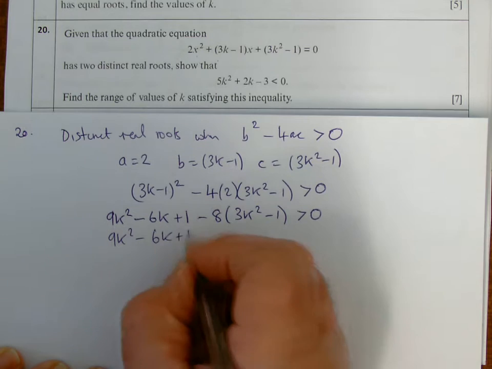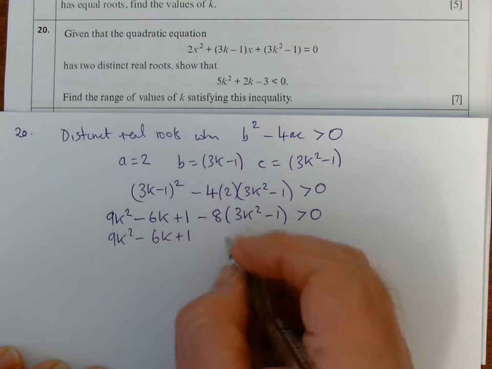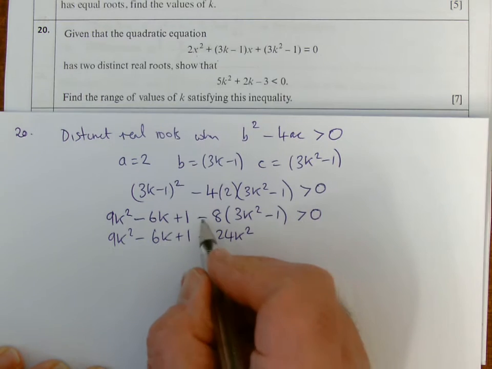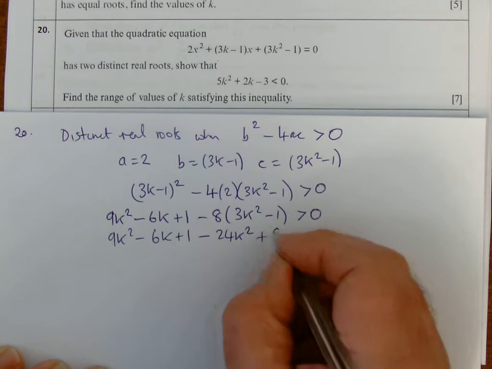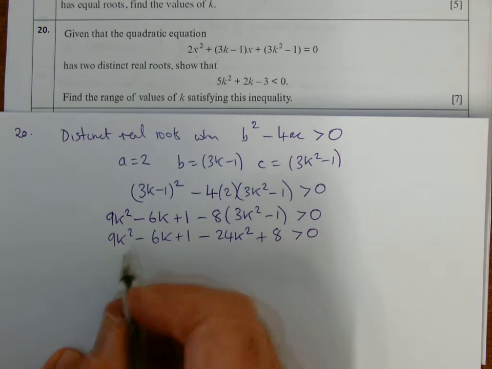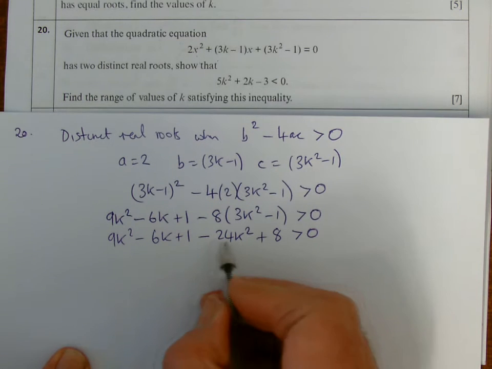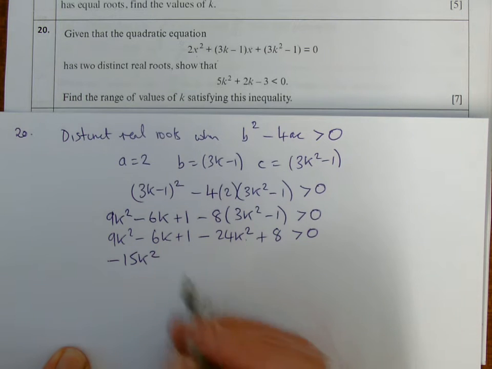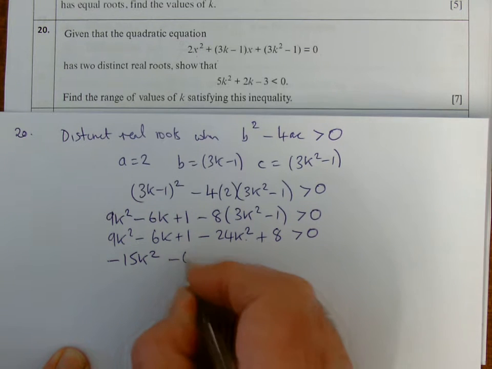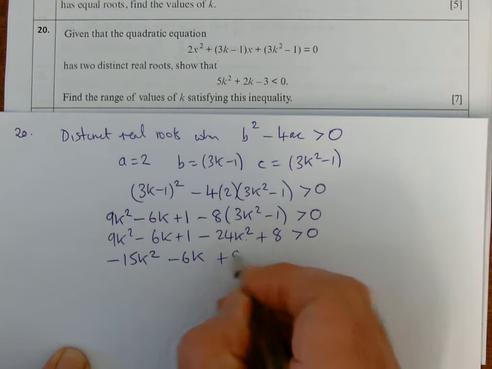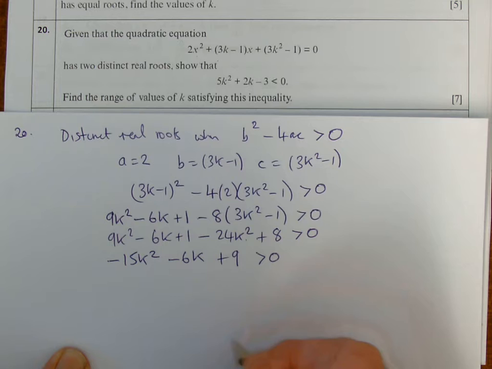Let's expand the next bracket. Minus 8 times 3k squared is minus 24k squared, and minus 8 times minus 1 is plus 8, greater than naught. So we've got 9k squared minus 24k squared, so that's minus 15k squared, minus 6k, and I got plus 1 plus 8, that's plus 9 greater than naught.